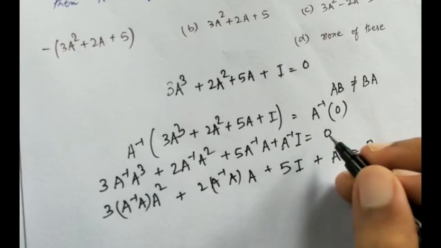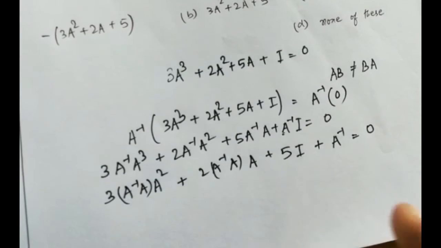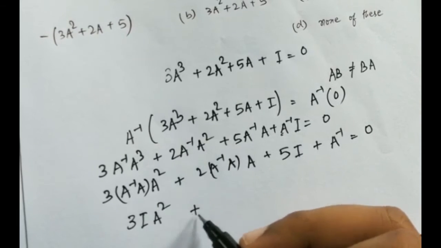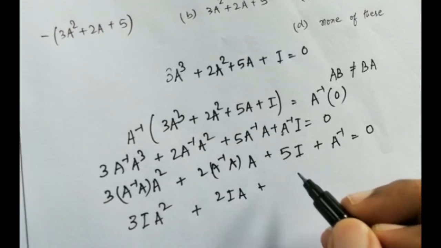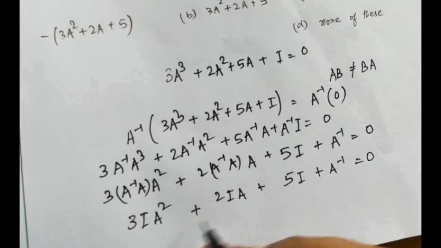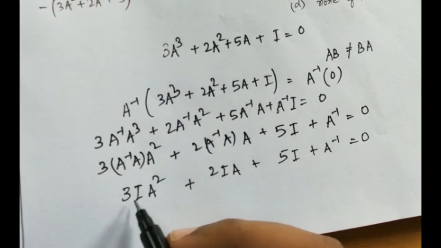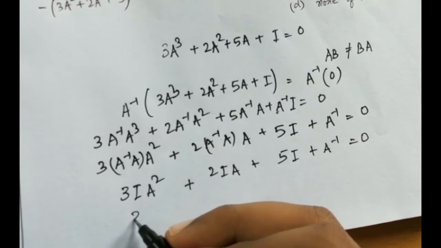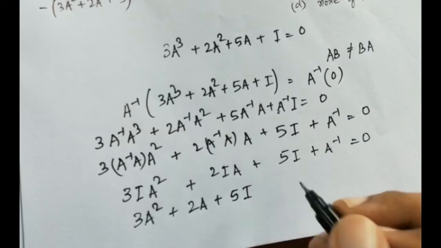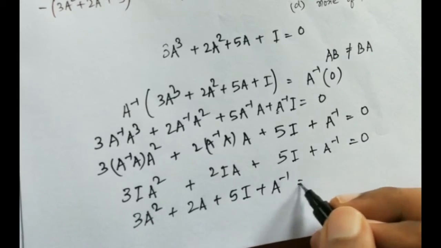Any matrix multiplied with the identity matrix will give the matrix itself. So 3 into this will become I A square plus 2IA plus 5I plus A inverse equal to 0. Now, any matrix multiplied with identity will be the same. So I will be left with 3A square plus 2A plus 5I plus A inverse equal to a null matrix.